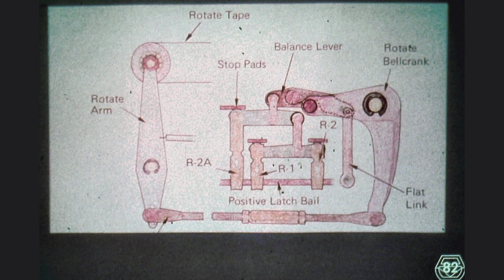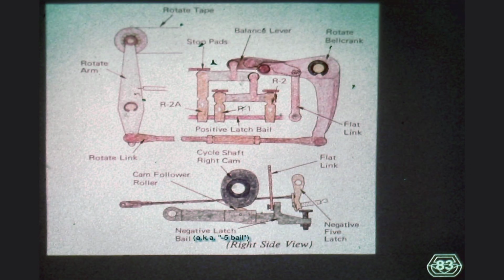We remember that the rotate spring is constantly trying to rotate the bell crank clockwise. For the crank to rotate, either the left or the right end of the balance lever must allow it to. On the left side of the balance lever, between the selector latches and the balance lever, are the stop pads, colored in red. Notice the -5 selector latch, visible in yellow at the bottom of this drawing. On the right side, the balance lever is connected through a link, called the flat link, to the -5 bail, and the -5 bail is latched down by the -5 selector latch unless we release it.